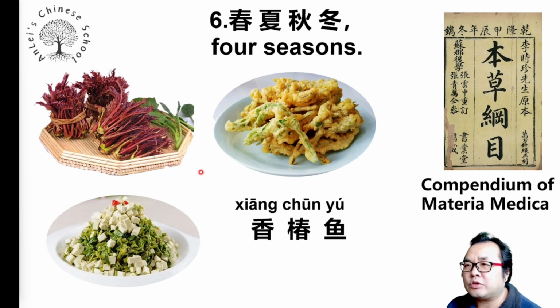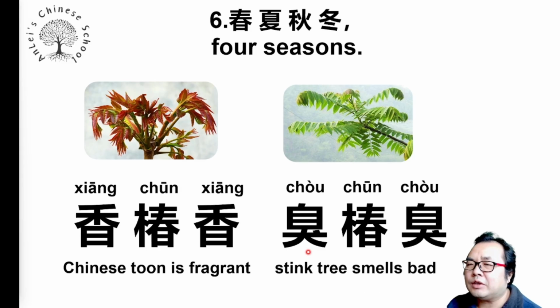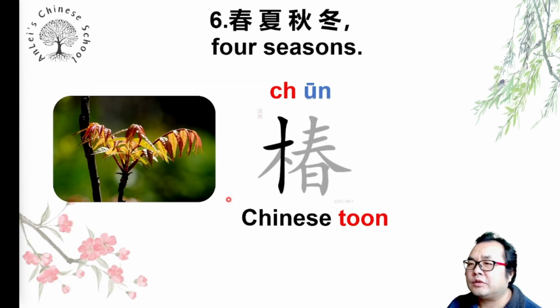When the Chinese toon tree grows big, we can also use the wood to build a house. Xiangchun, Chinese toon. It smells good, tastes good. Xiang, fragrant. On the contrary, chou, stink tree. Chou, stink, smells bad. But the sprout of the stink tree is also edible, but not as tasty as the Chinese toon. Now we can make a little Chinese tongue twister. Xiangchun xiang, chou chou. Chinese toon is fragrant. Stink tree smells bad. Chun, chun, Chinese toon.